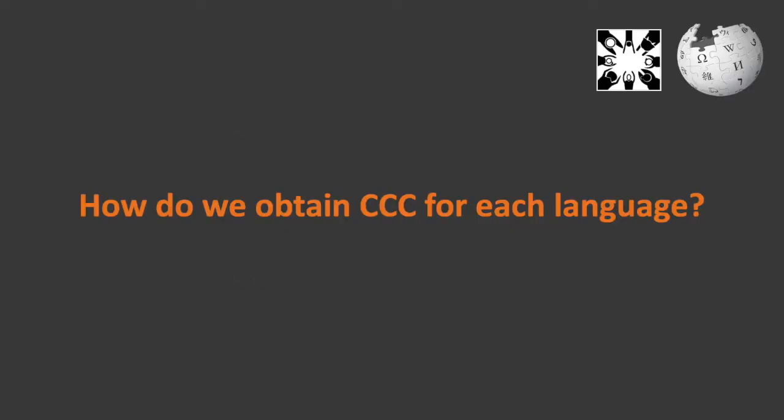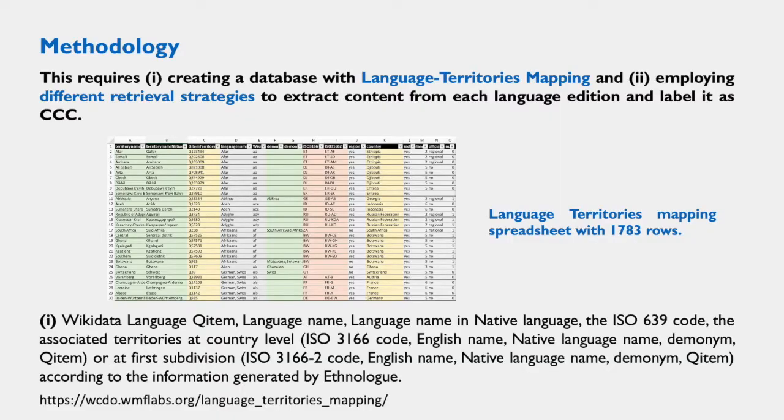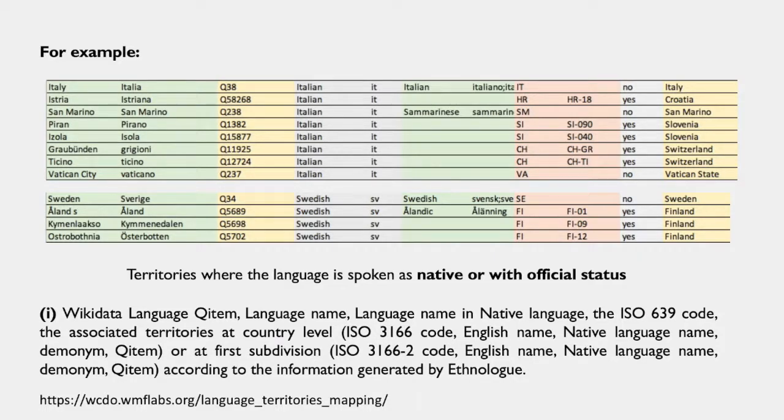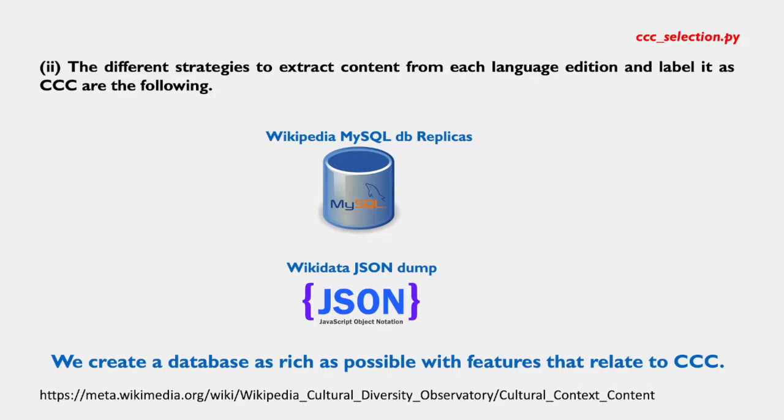So how do we create CCC for each language? We need to first map the territories to the language. That is to create a database with the territory name, the ISO code, the name in a native language, and in English. Having this database for all the different Wikipedia language editions, we can start collecting articles. And we use the Wikipedia MySQL replicas and Wikidata JSON dump.